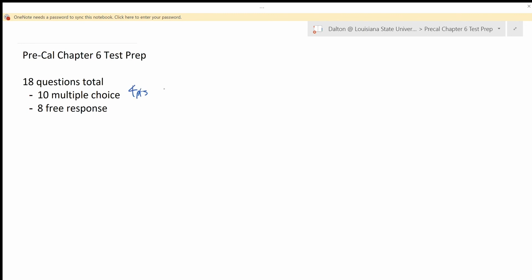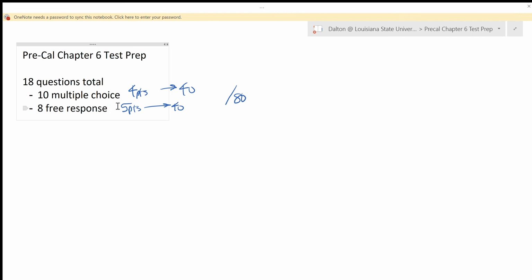So things to note, your test is going to be 18 questions total. Specifically, it's going to be 10 multiple choice and 8 free response. I am going to make the point values a little bit different. The 10 multiple choice questions are worth 4 points each for a total of 40. And the 8 free response questions will be worth 5 points each for a total of 40. So the entire test will be out of 80. The multiple choice section and the free response section are worth the same amount of points total.